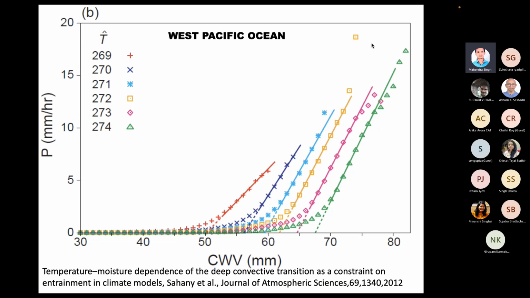Now, from 274 goes to 269, just 5 degrees decrease. See how much rain increases. So this shows how sensitive the rainfall is dependent on the column temperature. Now, this is something not highlighted by many people. People talk about the impact of water circulation, Hadley, and so on. All that is not required.